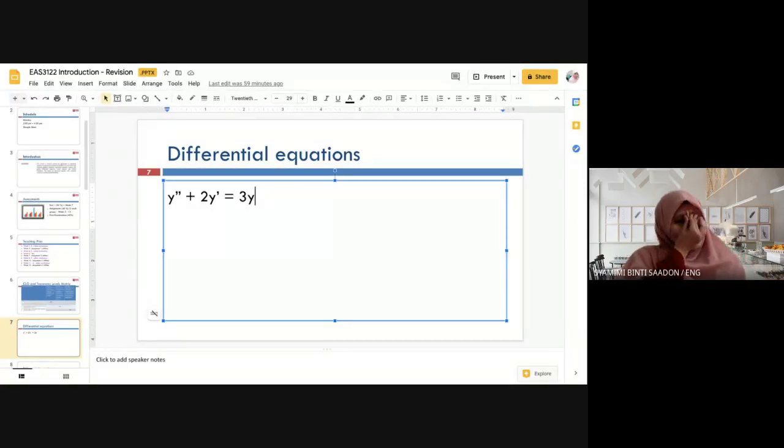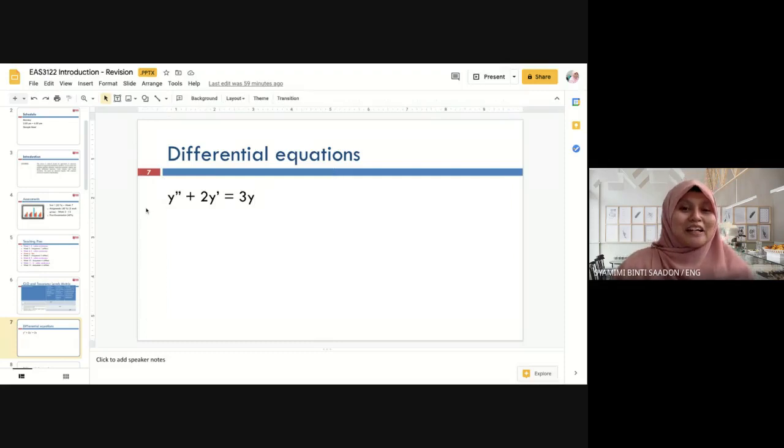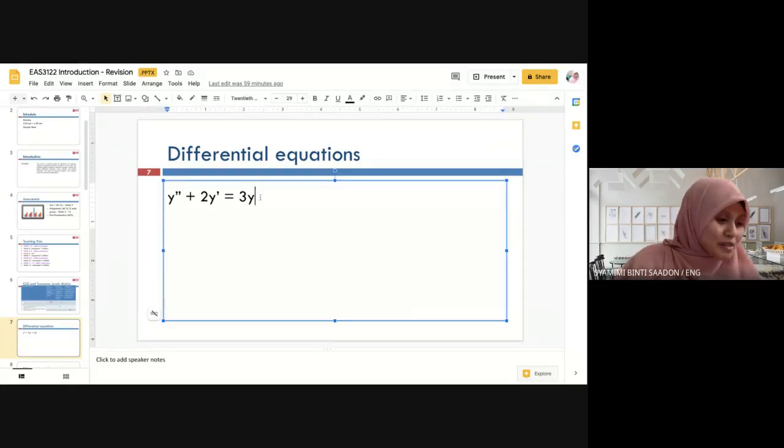Differential equations. You guys remember this? If you write y prime plus 2 prime equals 3y, this is an example of a simple differential equation of second order, right? We can also write these equations because y here is a function f(x), so we can also write f(x, y) in terms of f(x) like this.